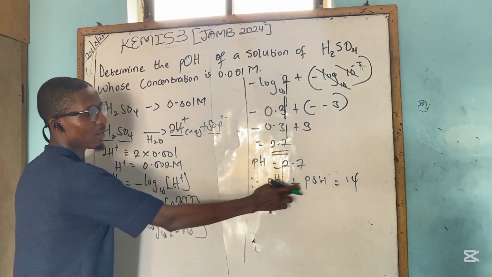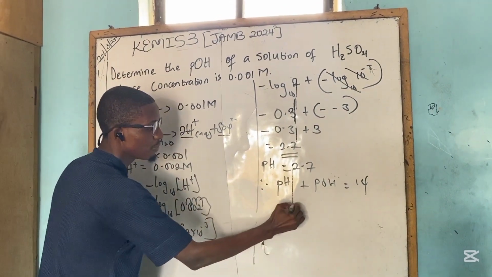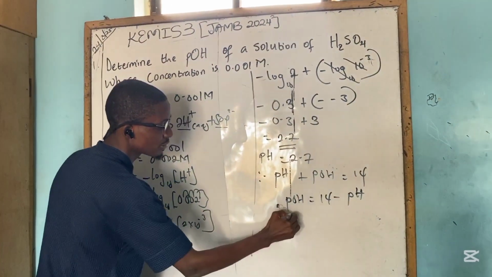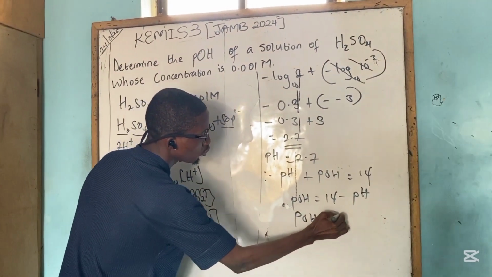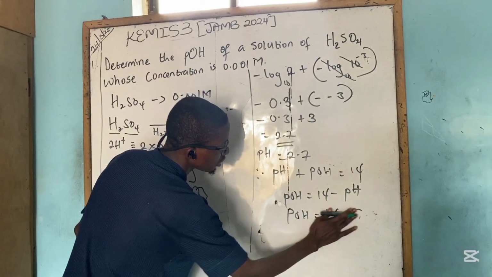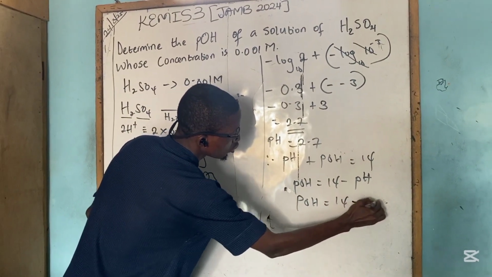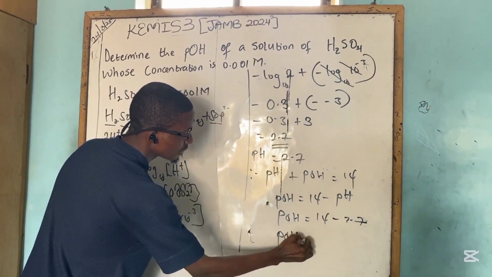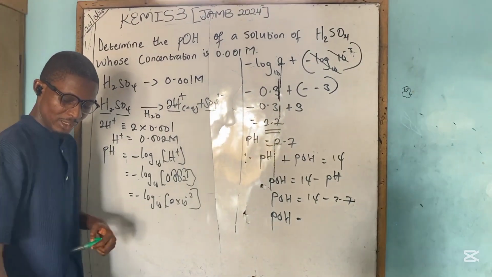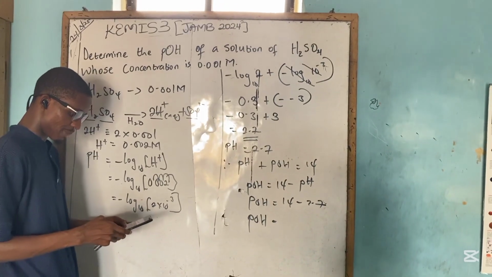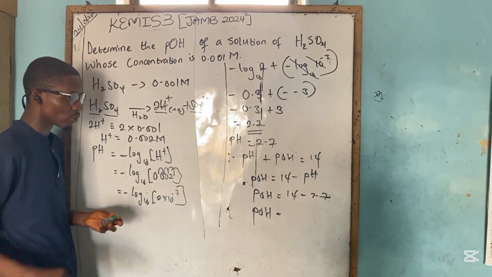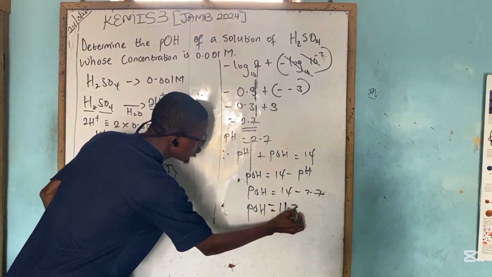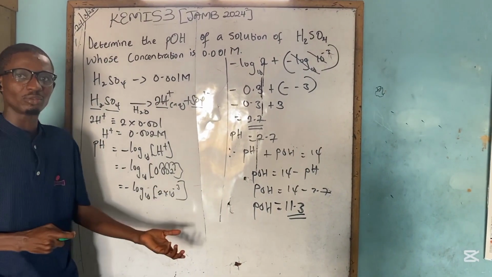14. To make pOH the subject of the formula, our pOH is going to be equal to 14 minus our pH. So our pOH is equal to 14 minus 2.7. Our pOH is giving us 14 minus 2.7, which is giving us 11.3. So the pOH of H2SO4 is 11.3.